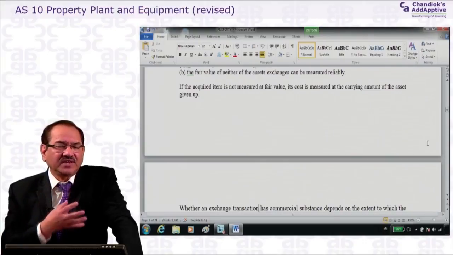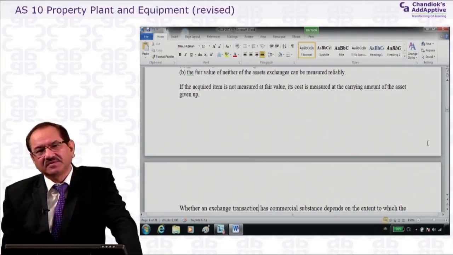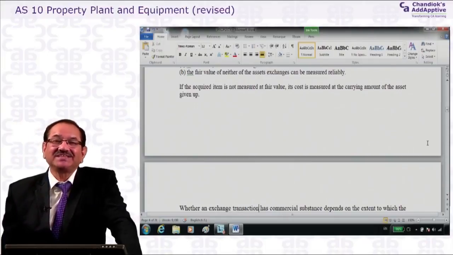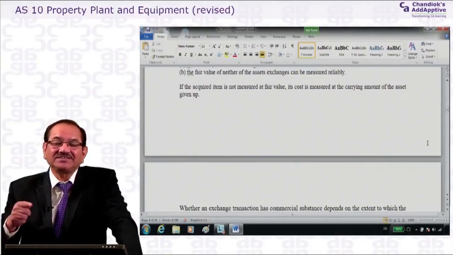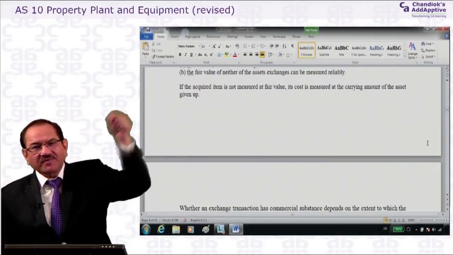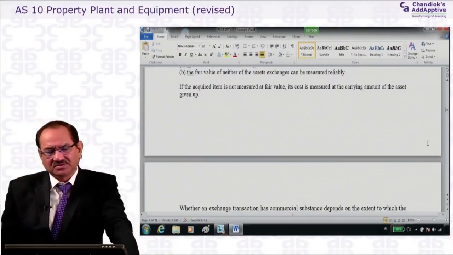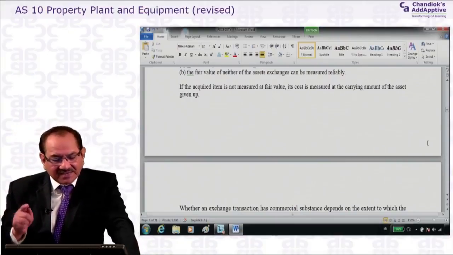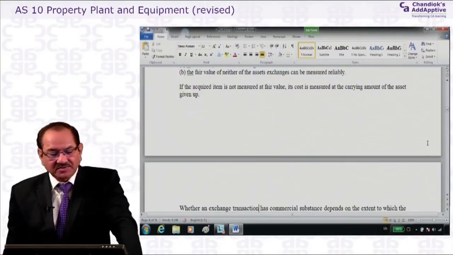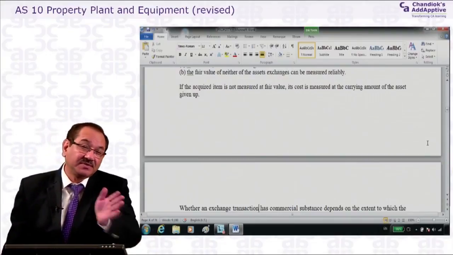You can't measure the fair value of your building. Then he says that you can measure the initial cost of that plant and machinery at the written down value of the building in your books of accounts. If the acquired item is not measured at fair value, its cost is measured at the carrying amount of the assets given up. You have given up the building.